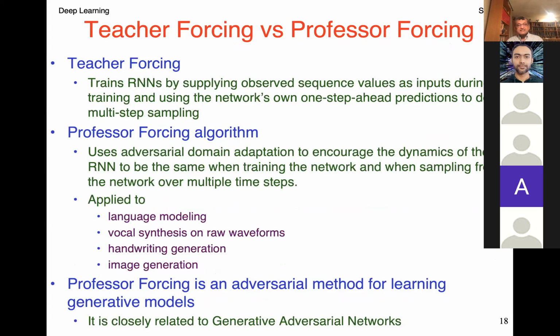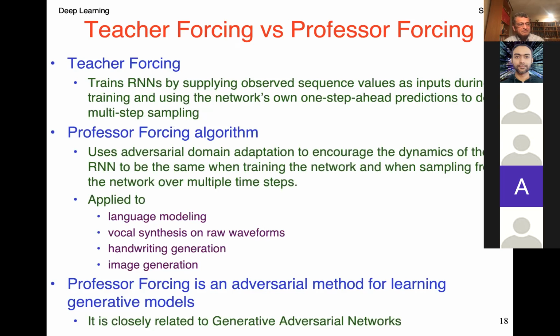Okay, this last slide in this section is teacher forcing versus professor forcing. What is this stuff? We talked throughout here about teacher forcing. Teacher forcing trains RNNs by supplying observed sequence values as inputs and using the network's own one step ahead predictions to do multi-step sampling.